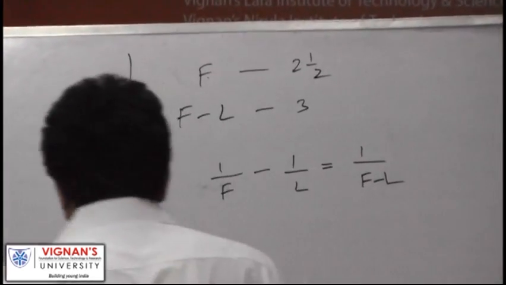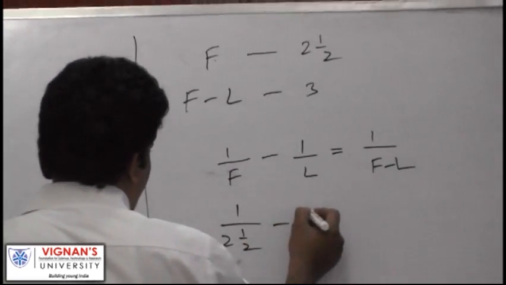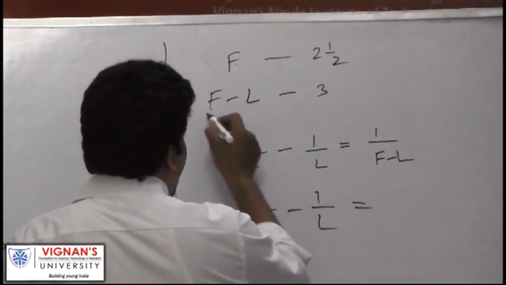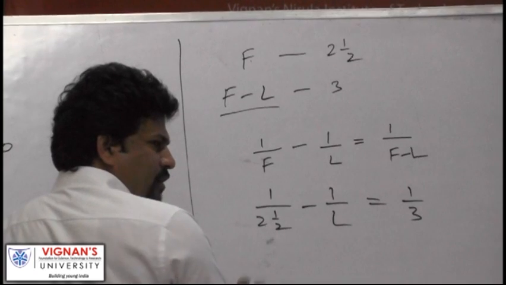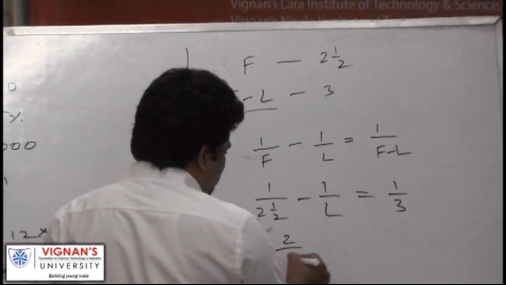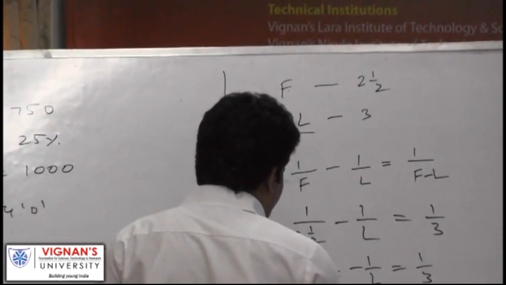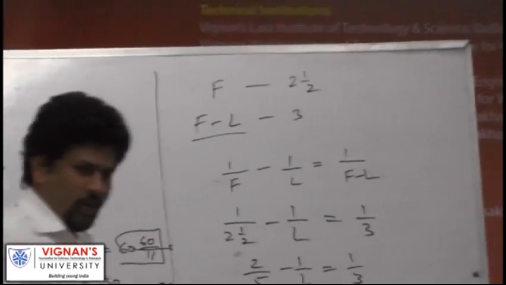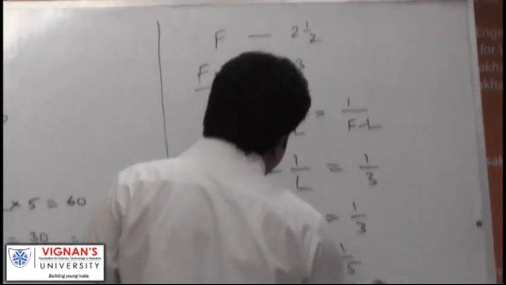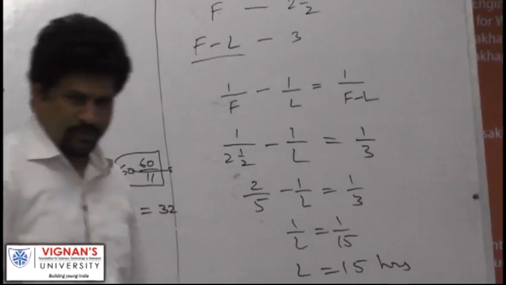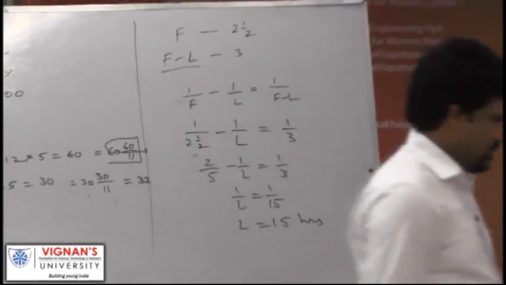Now, filler takes 1 by 2.5. Now what is filler and leak combination? 2.5 is 5 by 2, it becomes 2 by 5. 2 by 5 minus 1 by L, so 1 by L is 1 by 15. So leak takes what time? Leak alone can empty the full tank in 15 hours.